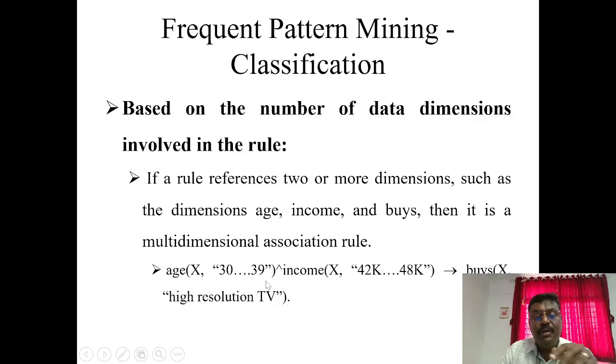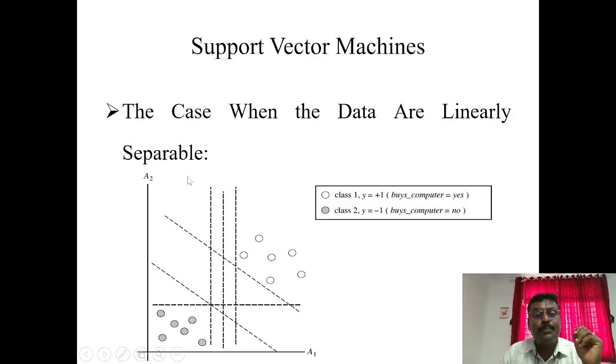Here you can use these techniques to analyze the data using data mining concepts. Next one is the support vector machine, the case when the data are linearly separable. Here you have class 1 and class 2. Class 1 considers how many people have purchased the computer, yes. Class 2 is a negative value, because they have not purchased the computer, so its condition is buys computer is no.